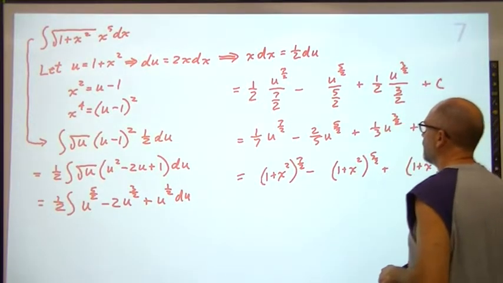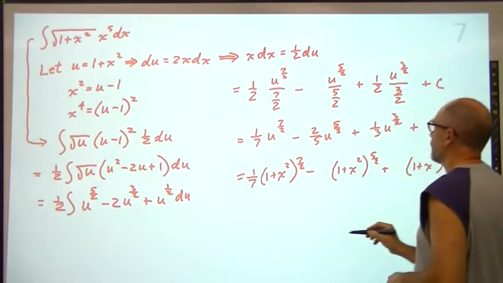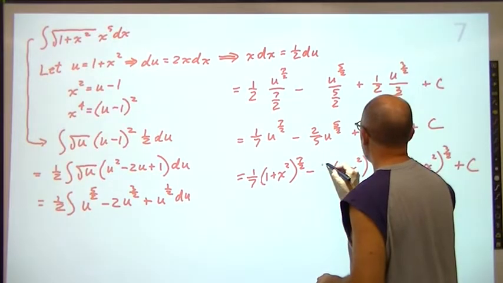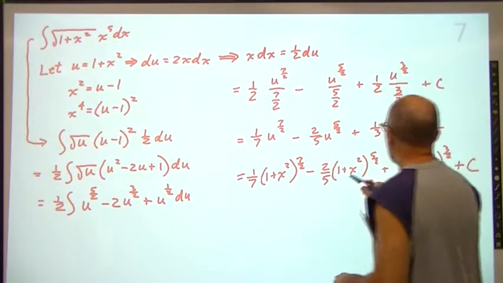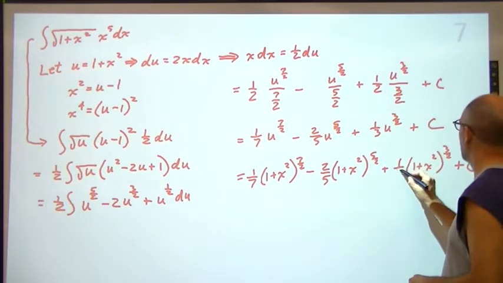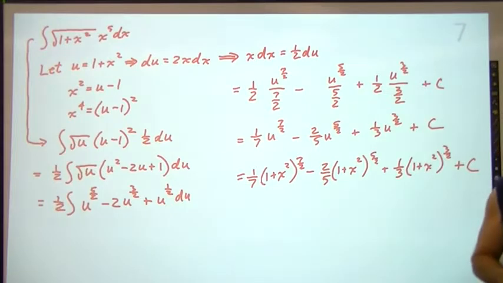And so my final answer is going to be 1/7 times (1 plus x squared) to the 7/2, minus 2 5ths times (1 plus x squared) to the 5/2, plus 1/3. Okay, so that's much better. Let's just make sure that one's right too.